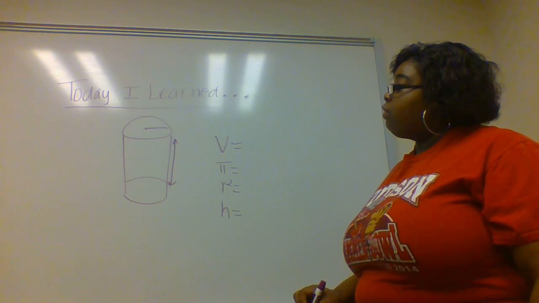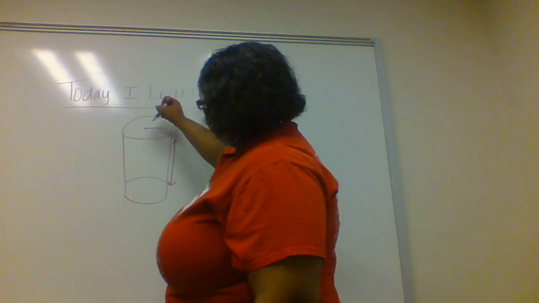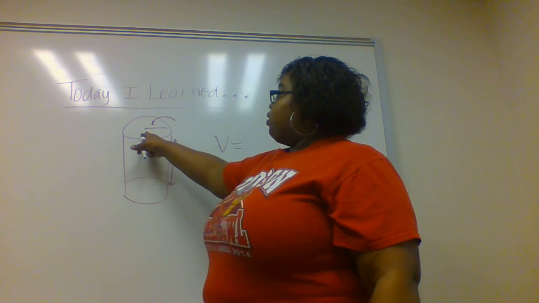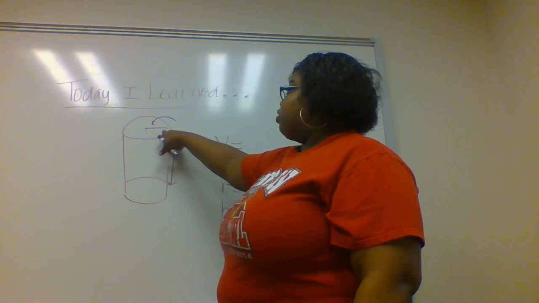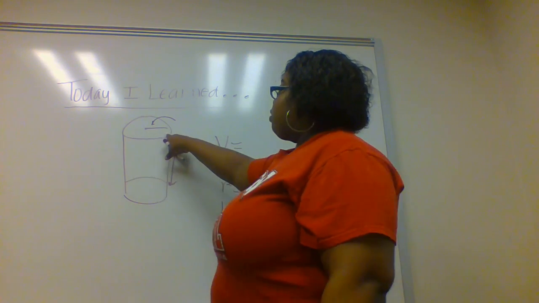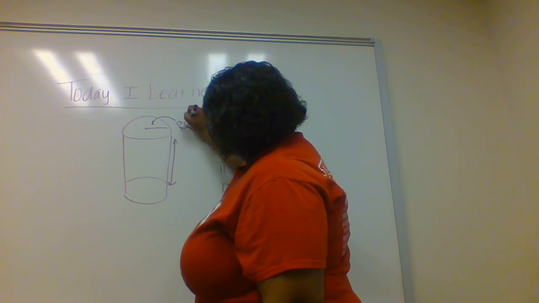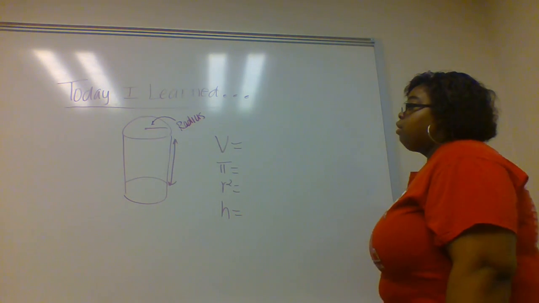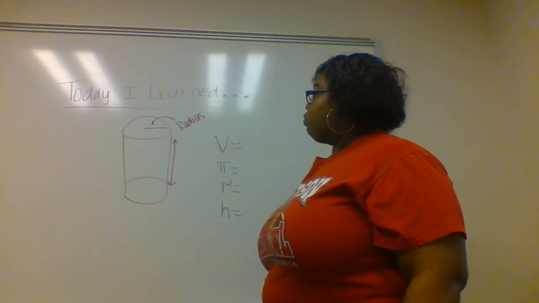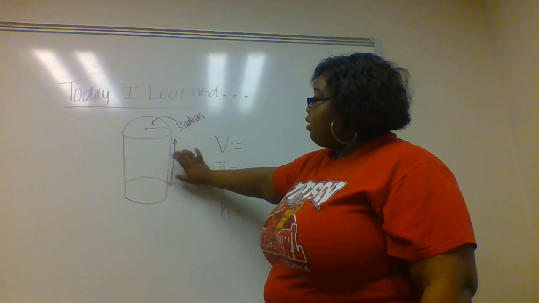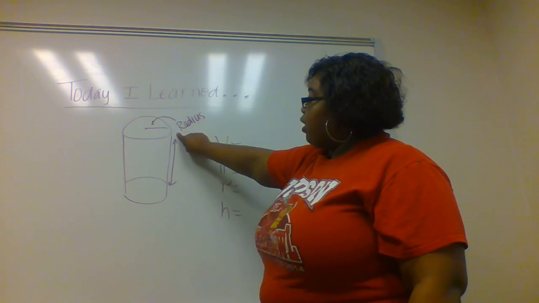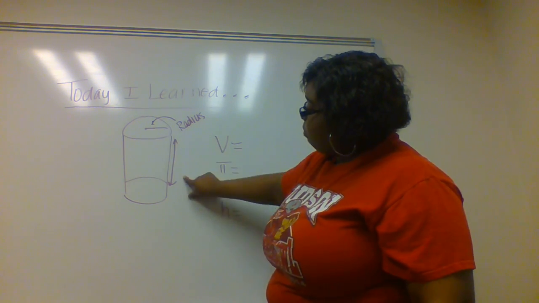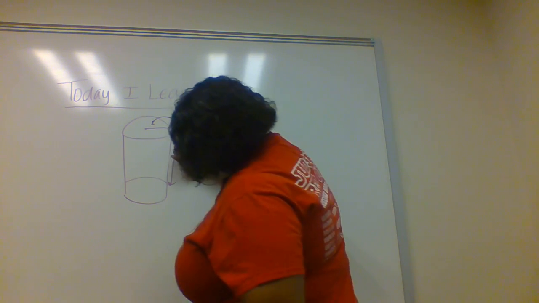So we have learned today that the radius is the straight line that goes from the center of the circle to the edge. And we also learned that the height comes from the top circular base to the bottom circular base, through the middle. So this is the height.